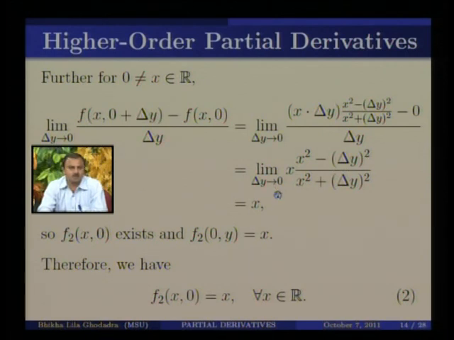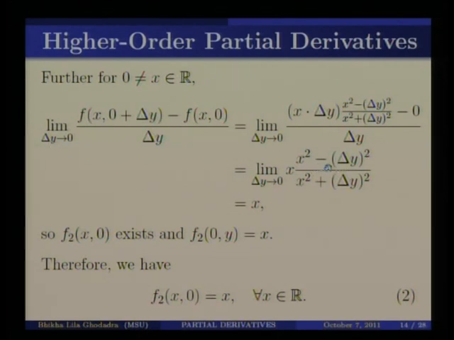So the limit as delta y tends to 0 of x into x squared minus delta y squared upon x squared plus delta y squared. And so if you put delta y as 0, then we get x. So f2 at (x, 0) exists. This is by mistake, here it should be x and here it should be 0. So f2 at (x, 0) is equal to x. So therefore we have this.